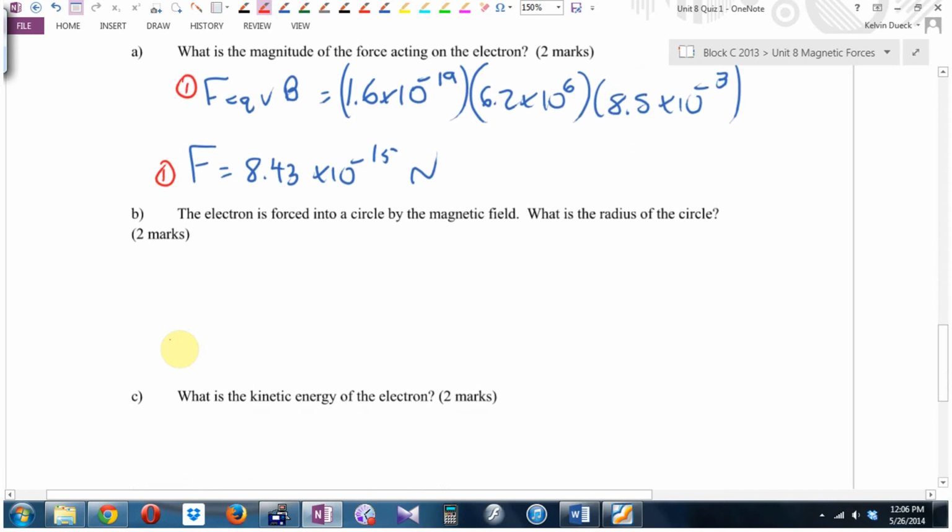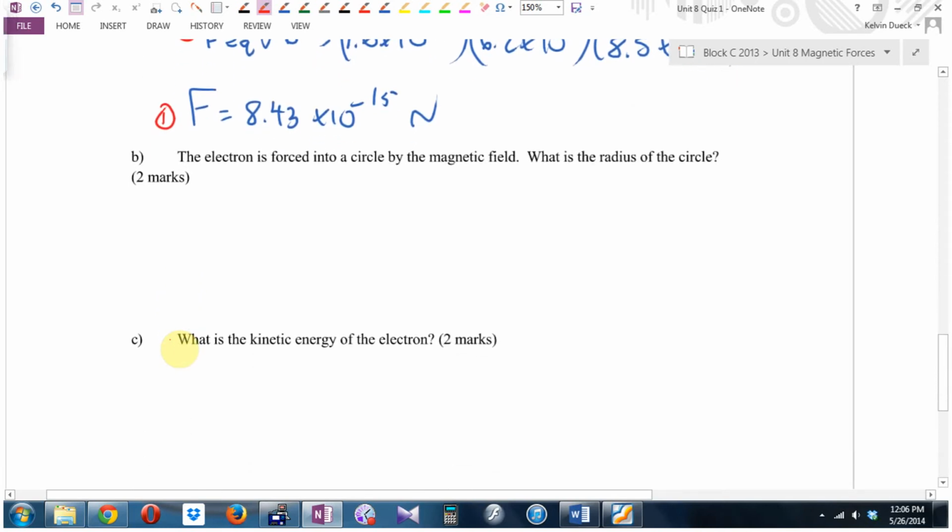The electron is forced into a circle. Oh, did they say circle? That must mean that magnetic force equals centripetal force. QVB equals mv squared over r. What do they want me to get by itself?